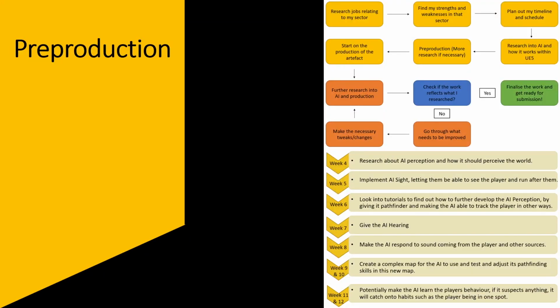Now, let's take a look at my pre-production and what I hope to achieve with this project. As you can see on the flowchart, my plans were to research areas that were related to the project, find my strengths and weaknesses in the sector, plan out my timetable, and then start production. For my timeline, I have listed all the fundamental mechanics I will need to add to the project, and when to expect them. In the later weeks, I also list some things that I could possibly do if I had the time. With that all out of the way, let's talk about the AI I've created.